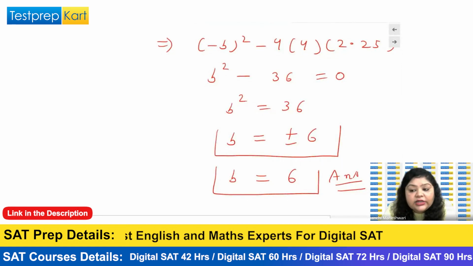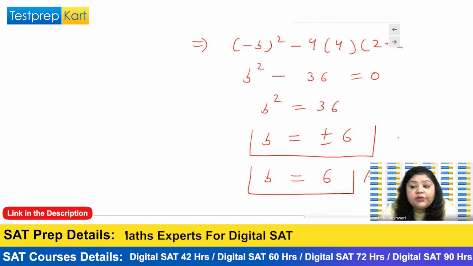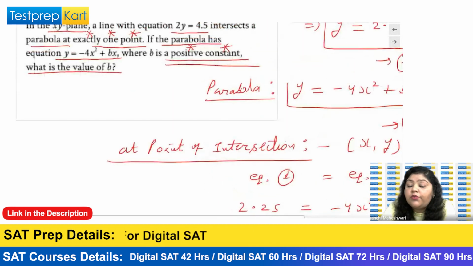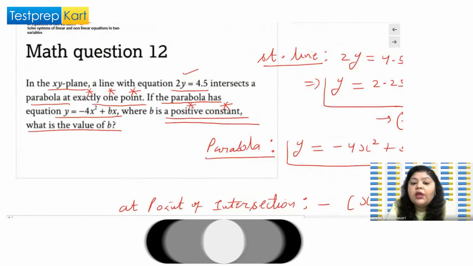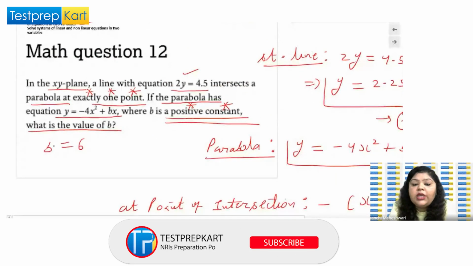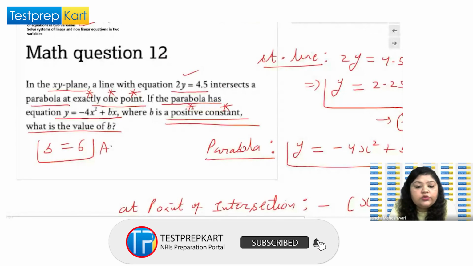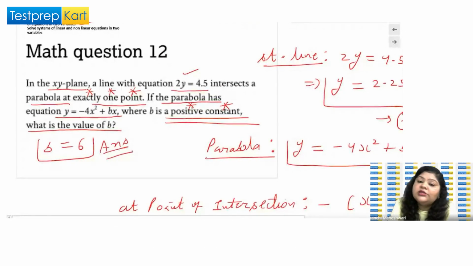So that is how we can proceed for such kind of question. But this question is of course going to be an important one because it has so many logics clubbed in one question. So the correct answer for the b value would be plus 6. That has to be your answer. I have to feed the answer as plus 6 only.